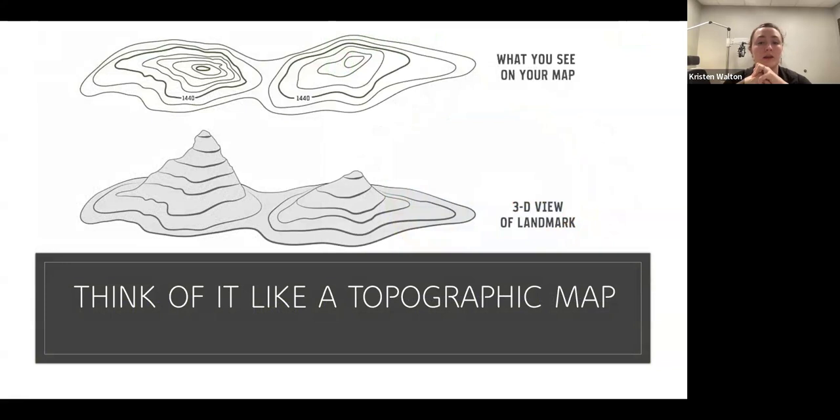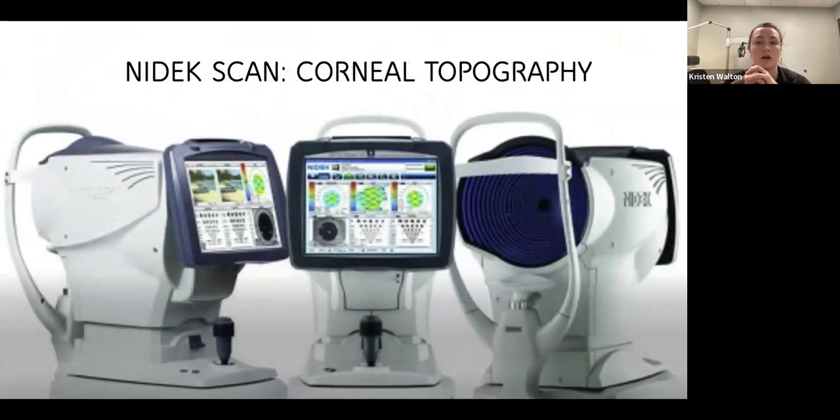So you can kind of think of it as a topographic map, and that's what I tell patients all the time. The warmer the colors, the steeper the cornea is. And it should be centrally, should be the steepest, and it should start to cool off as far as colors go towards the periphery as far as what a normal cornea would look like.